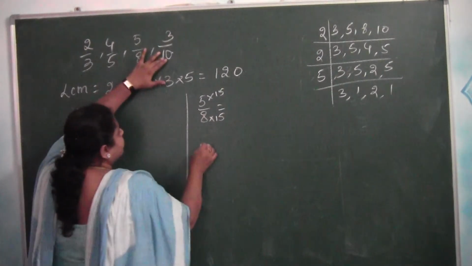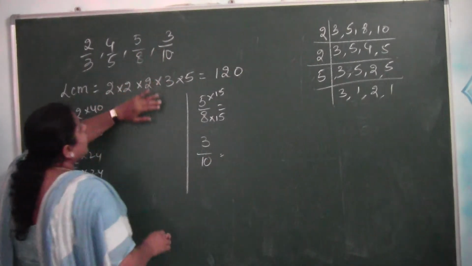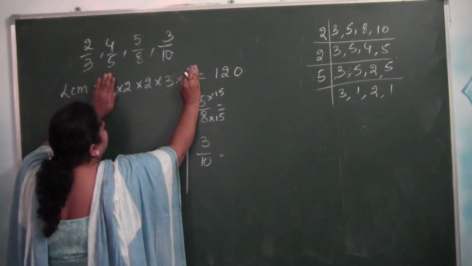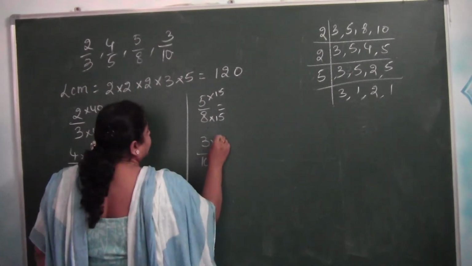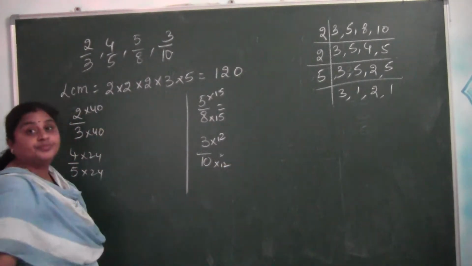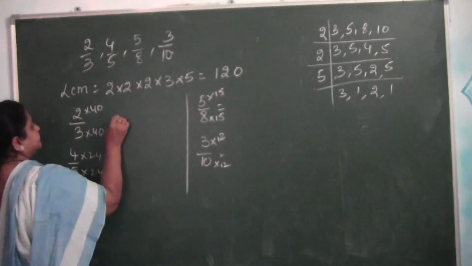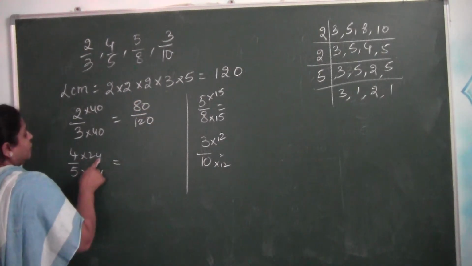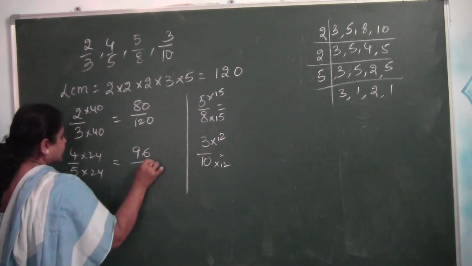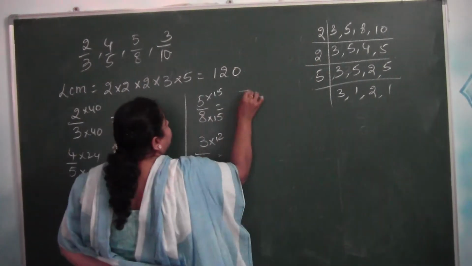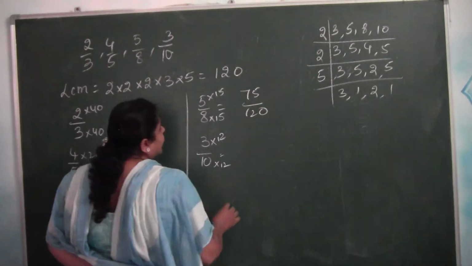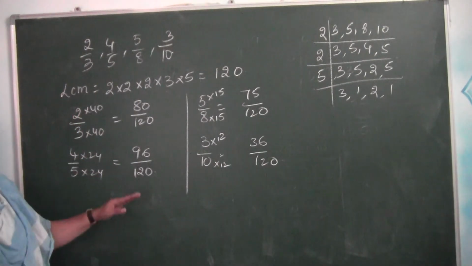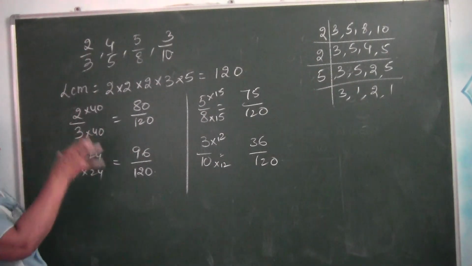Got it? Next 3 by 10. Now which two numbers I have to close? 5 and 2 because 5 2s are 10. Now left over are 2 2s are 4, 3s are 12 into 12 into 12. Got it, children? Now let us multiply. 80 by 120. 4 4s are 16. 96 by 120. 75 by 120 and 36 by 120. Now I have converted all the denominators to 120. Now I got all like fractions.